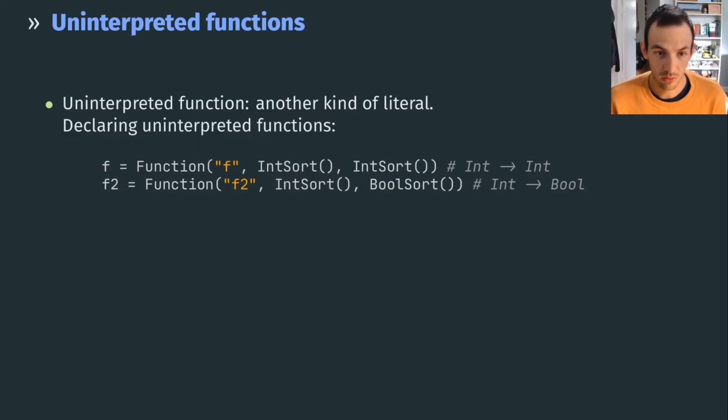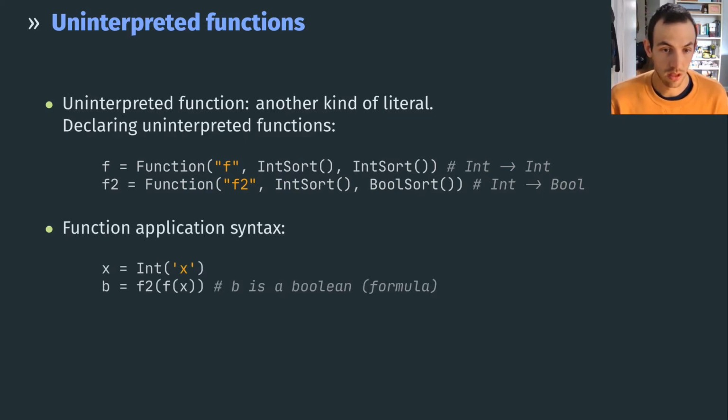And in this example, we have f and f2. So f is a function named f that goes from integers, so int sort, to integers. And then f2 is a function from ints to booleans. Then you can write a function application the same way you write function application in Python. So if here we create an integer literal x, then we can apply f to x, and this gives us another integer. And then we apply f2 to f of x. So this gives us a boolean. So b is a boolean formula.